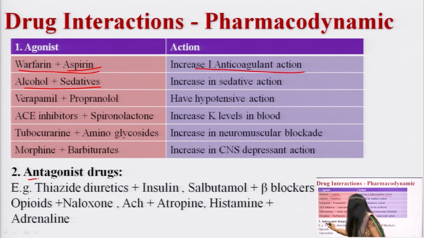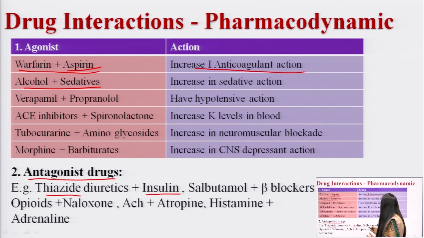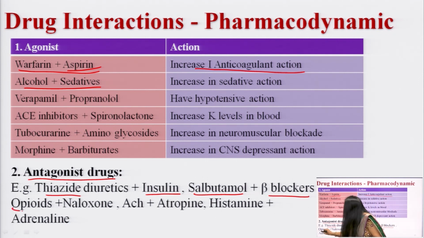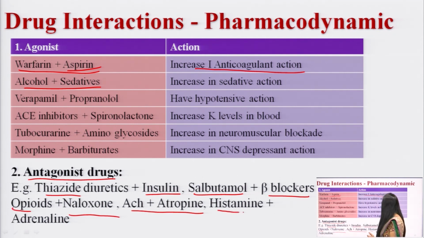And next one is the antagonist drug. Here one drug is going to decrease the action of another drug. For example, thiazide diuretics and insulin, salbutamol and beta blockers, opioids and naloxone, acetylcholine and atropine. So, one drug is an agonist and we are taking an antagonist drug. Here the thiazide diuretics with insulin can antagonize the action. Salbutamol is a drug which we combine with beta blockers, right. Opioid and naloxone, acetylcholine and atropine, histamine and adrenaline. So, they will show the antagonist action.